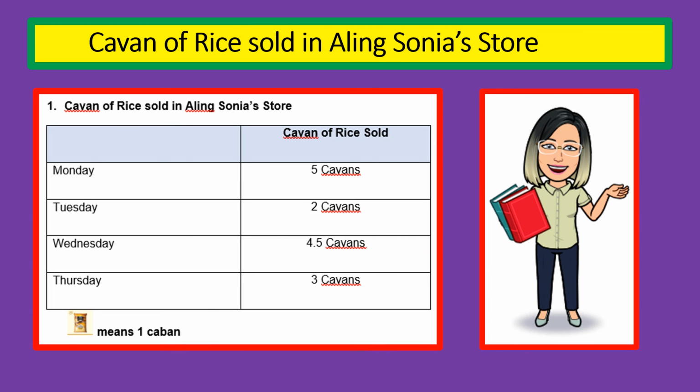Kaban surprise sold in Aling Sonia's store. So we have this one. Monday we have 5 kabans. Tuesday 2 kabans. Wednesday 4.5 kabans. Thursday we have 3 kabans. And 1 bag is represented as 1 kaban.